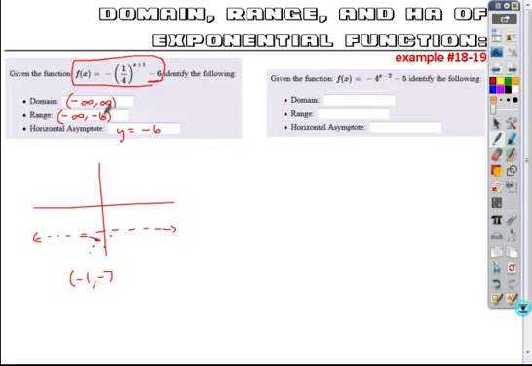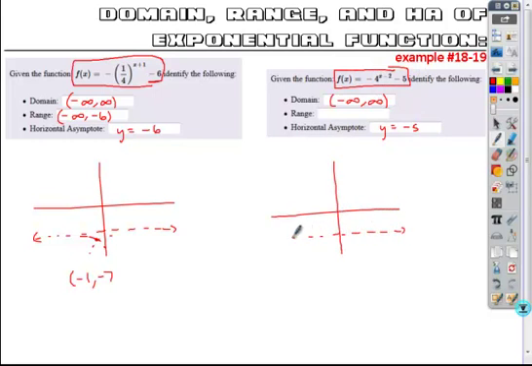Okay. In the second example, similar idea. I can find my domain easily, -infinity to infinity. I can find my horizontal asymptote, y equals, again, I look at my vertical shift, which is -5. So here's my sketch.